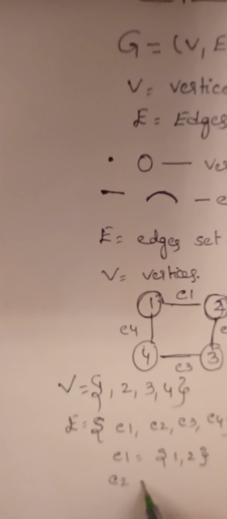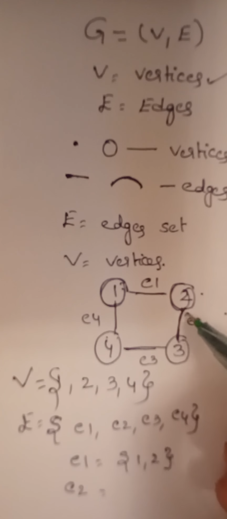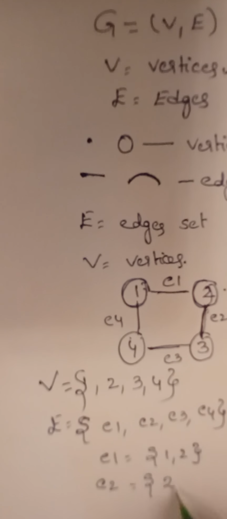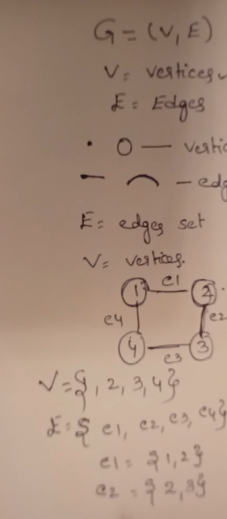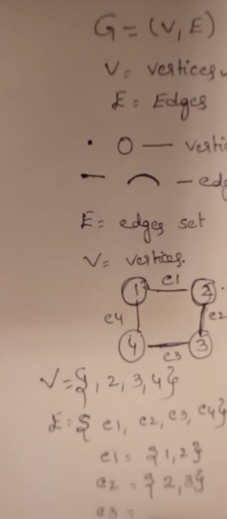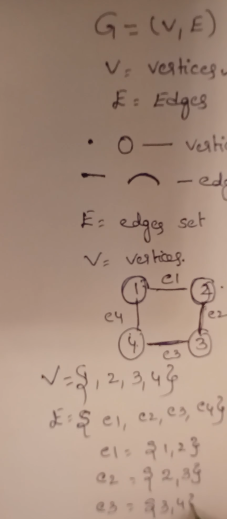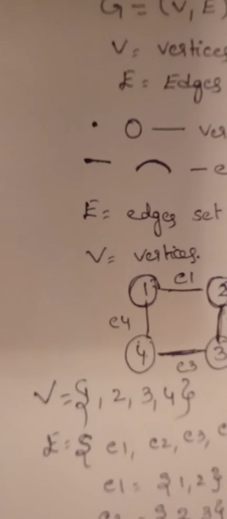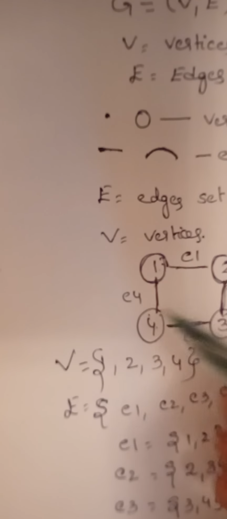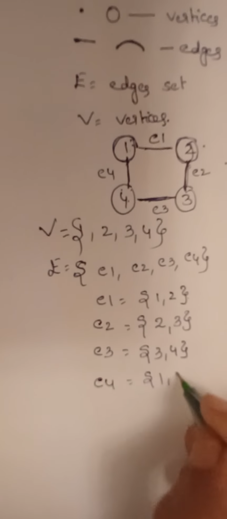Next, E2. What is E2? E2 is the edge between vertex 2 and vertex 3. So E2 is 2 comma 3. Next, E3. E3 is the edge between 3 and 4. The edge between vertex 3 and 4 is called E3. Next one is E4. E4 is an edge between 1 and 4. So just write E4 is equal to 1 comma 4.